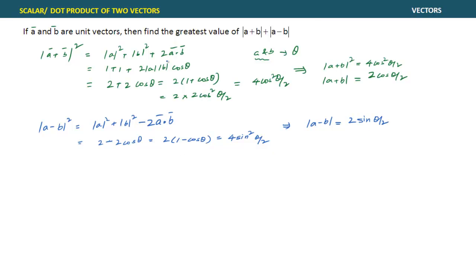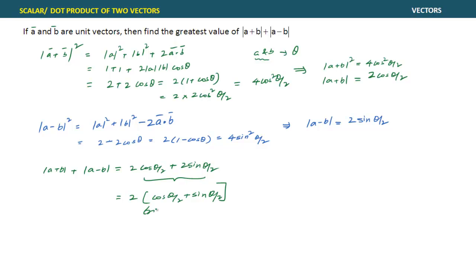Now you wanted to find the maximum value when you have added both of them. So if I add both of them, that is mod of a plus b plus mod of a minus b, then it will be 2 cos theta by 2 plus 2 sine theta by 2. On the right hand side, the variable is theta. And if you take 2 common, it just simply reduces to this particular problem. So actually, this is nothing but a trigonometry problem now, where you are asked to find the maximum value of a cos theta plus b sine theta.